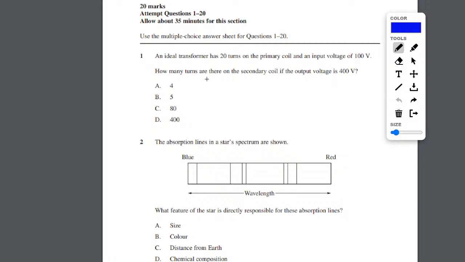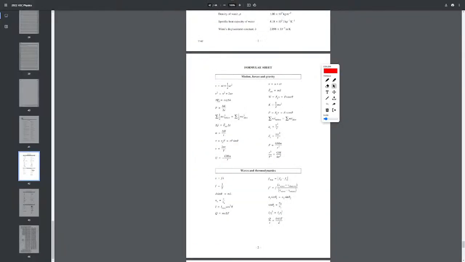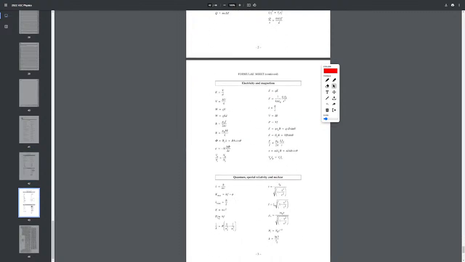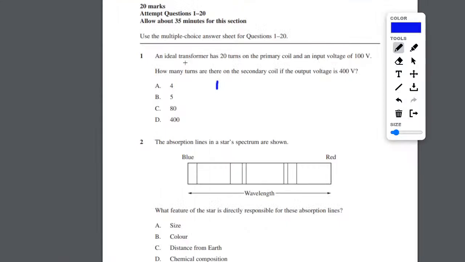Okay. Oh, this is easy. Is it? Is it easy? Wait. I need the formula. Here you go. VP over VS equals NP over NS, right? So VP over VS equals NP over NS.